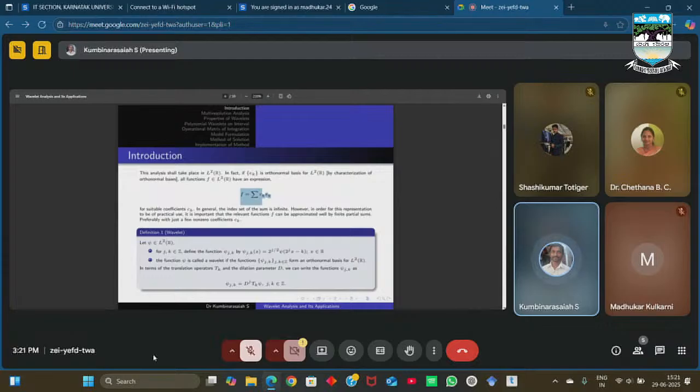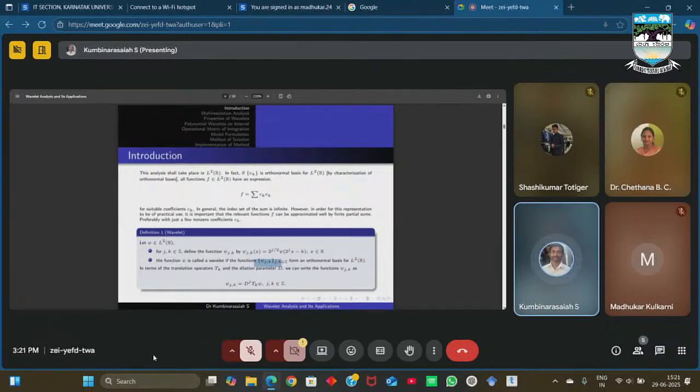So this is the mathematical definition of a wavelet. If a function belongs to your Hilbert space, and j, k belong to the set of integers, define a function psi_{j,k}, where psi_{j,k}(x) is nothing but 2^(j/2) psi(2^j x - k). The function psi is called a wavelet if this sequence acts as an orthonormal basis for our Hilbert space.